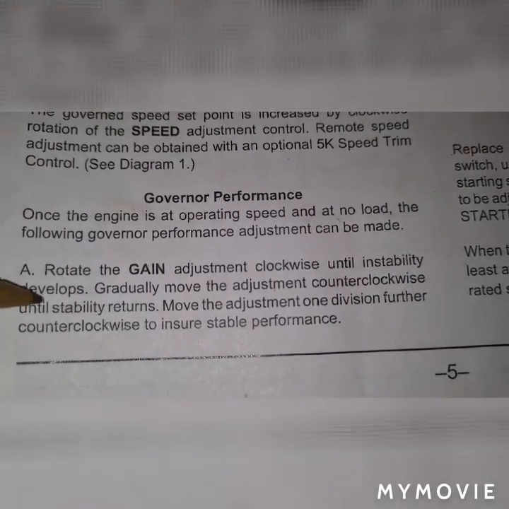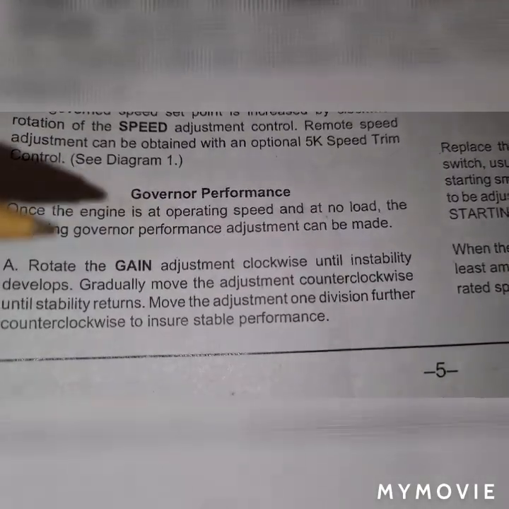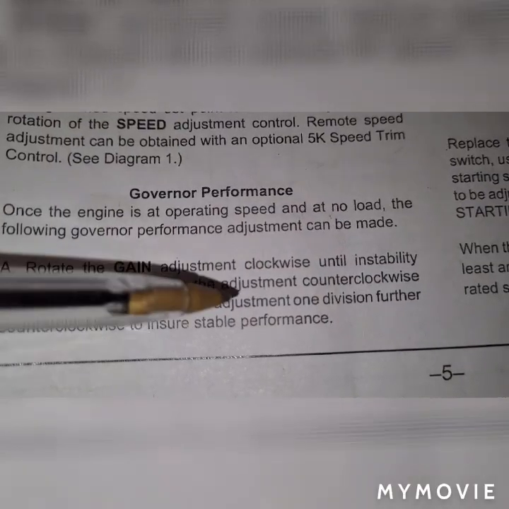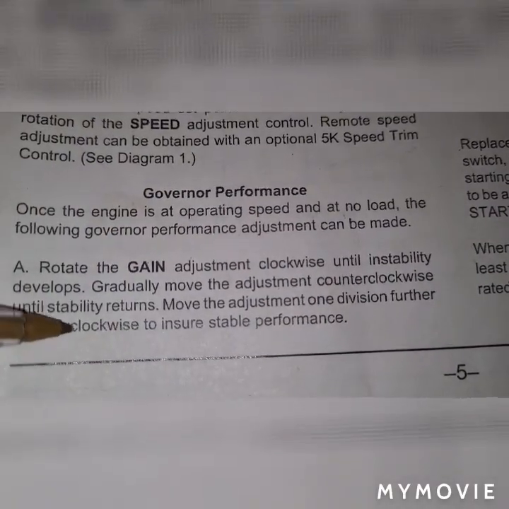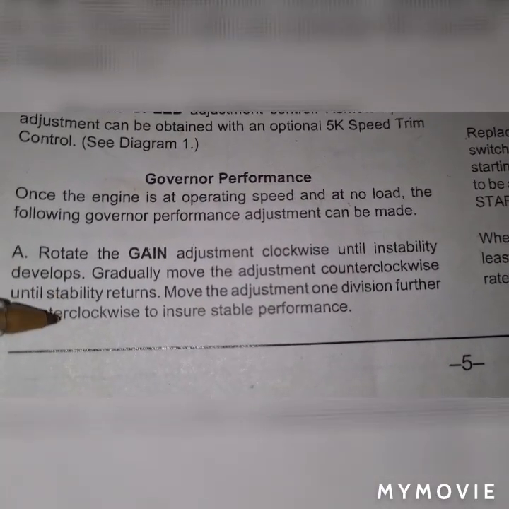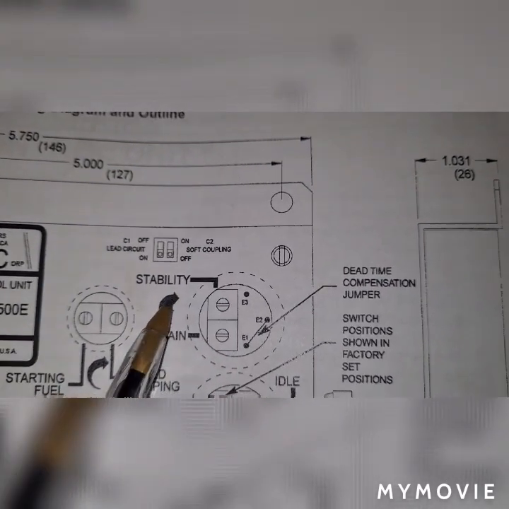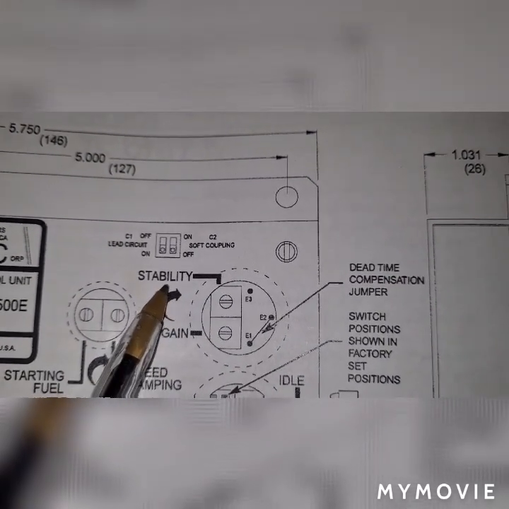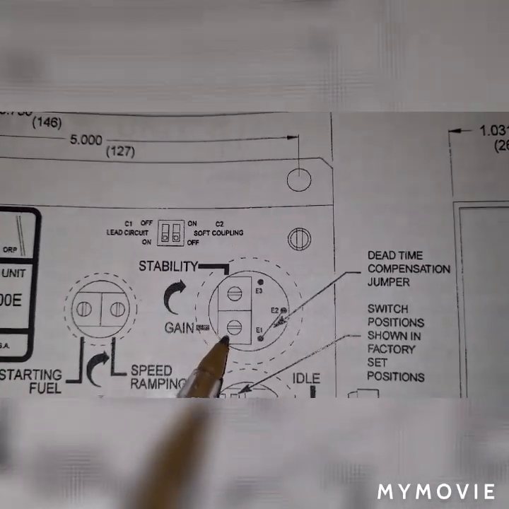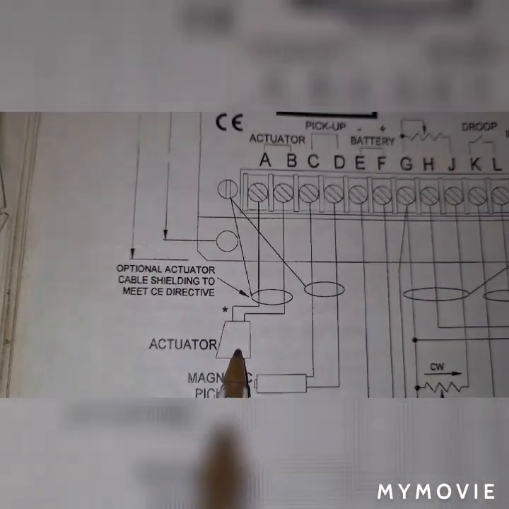If you rotate it clockwise, there is instability, meaning erratic performance. Then you adjust it counterclockwise and you will gain stability, meaning a stable RPM value of your governor. On the drawing, you have the gain, which you can rotate clockwise to have instability, then counterclockwise to have stable governor performance, which is actuated by our actuator, this one.